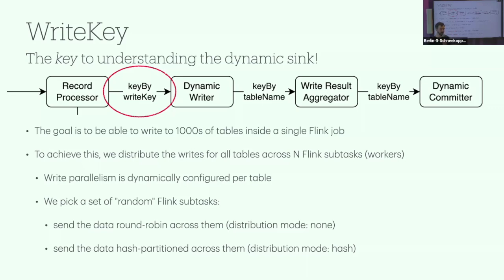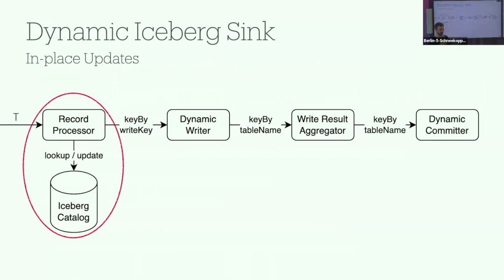So this allows us to write at a lower parallelism. If your job parallelism is, for example, 100, you can actually write tables with parallelism 10, and you can do this with as many tables as you like. They will all end up on a different set of subtasks, so you have some load balancing across the Flink job.